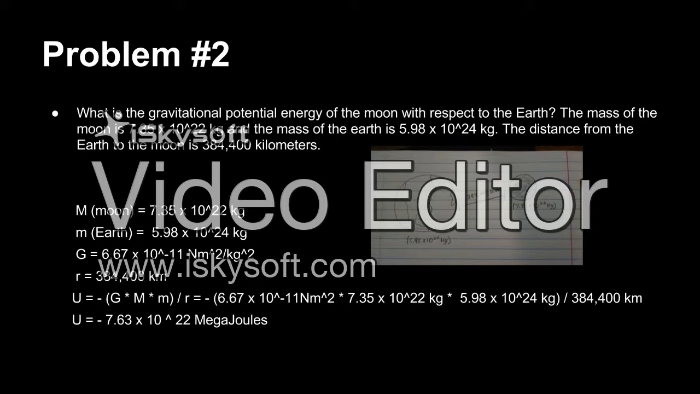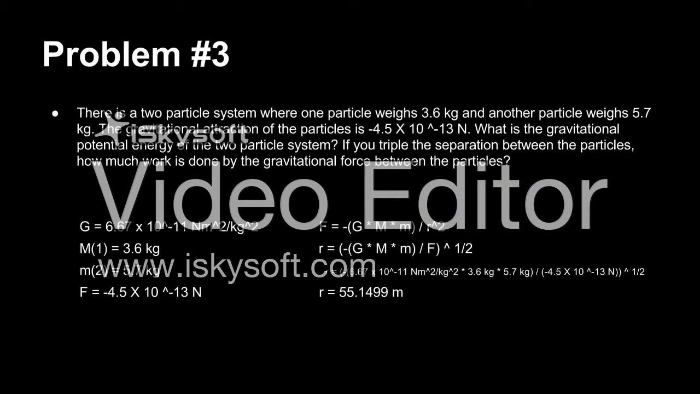get negative 6.67 times 10 to the negative 11 newton meters squared over kilogram squared times 7.35 times 10 to the 22nd kilograms times 5.98 times 10 to the 24th kilograms, all over 384,400 kilometers. And the final answer is negative 7.63 times 10 to the 22nd megajoules.